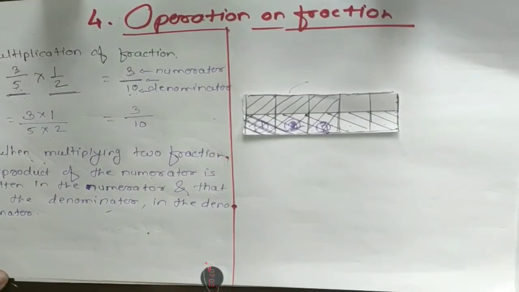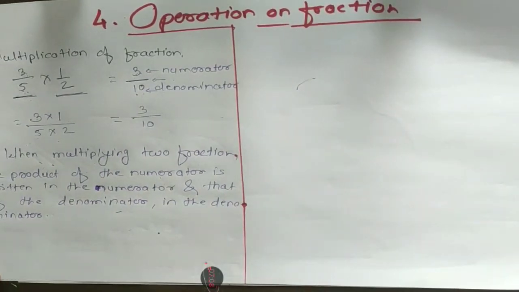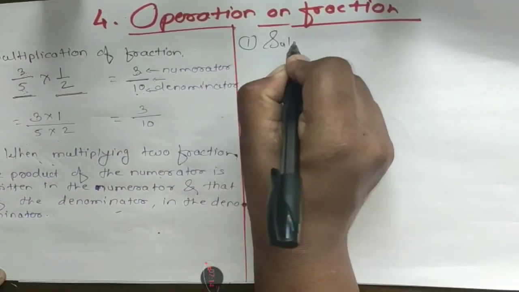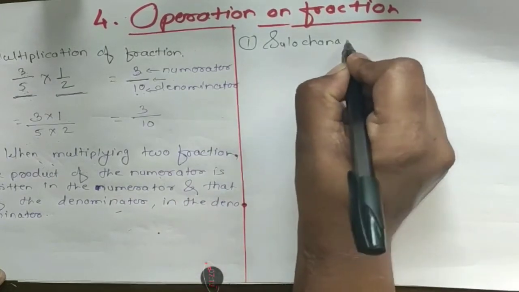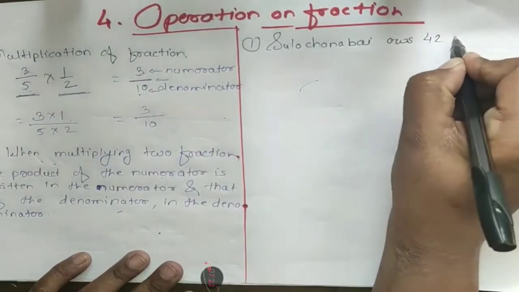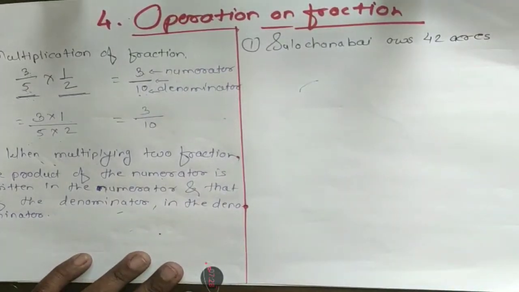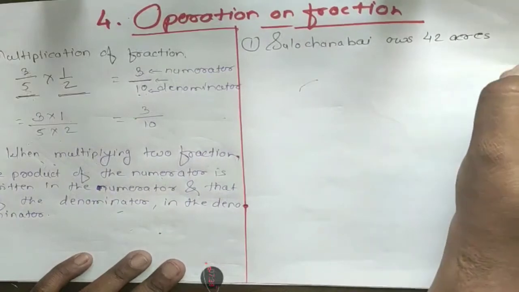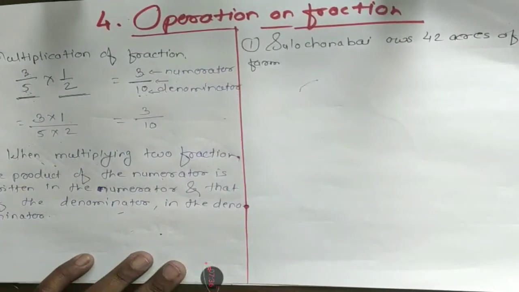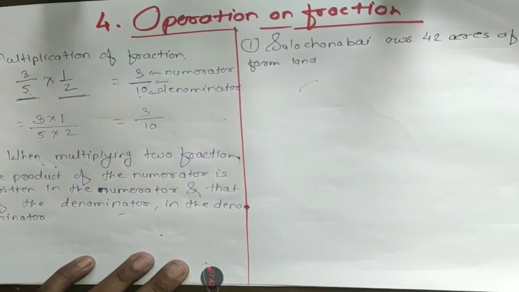Now we will see some examples. This example, Sulochana Bai, is given in the textbook, and that is what I will take now. Sulochana Bai owns 42 acres of farmland.